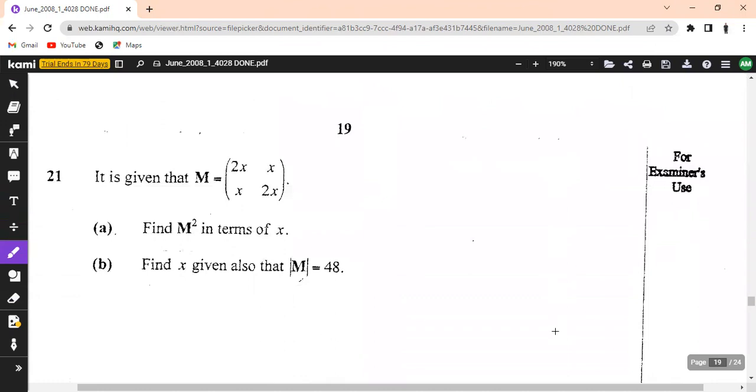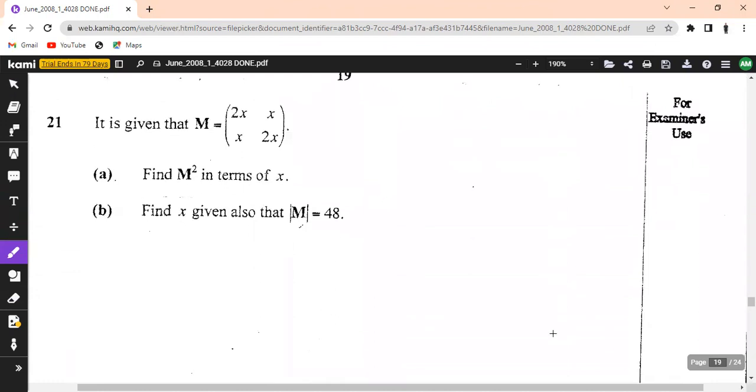So guys, you just have to work along. Okay, number 21, it is given that M is given by the matrix, find M squared in terms of x. So M squared simply means M times M. So you just have matrix M, which is 2x, x, x, and 2x. Never make a mistake to square this, but multiply it 2 times. That is what it means.